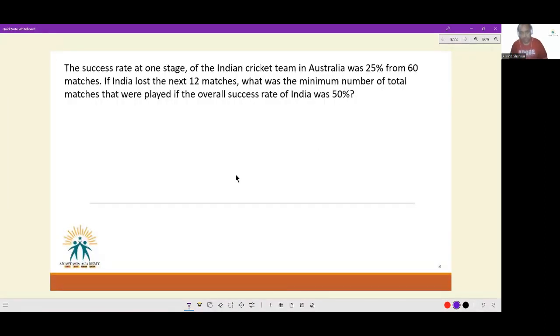Okay. The success rate at one stage of the Indian cricket team in Australia was 25% from 60 matches. So out of the initial 60 matches, their success rate was 25%. So 15 they won and 45 they lost. If India lost the next 12 matches, they have managed to reach 72 matches. India has still only won 15 matches and lost 57 matches.